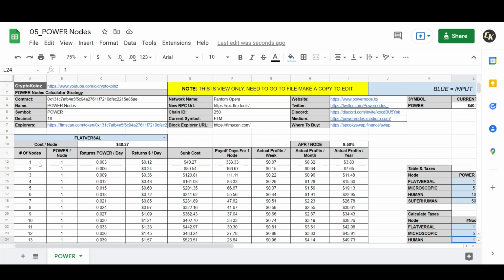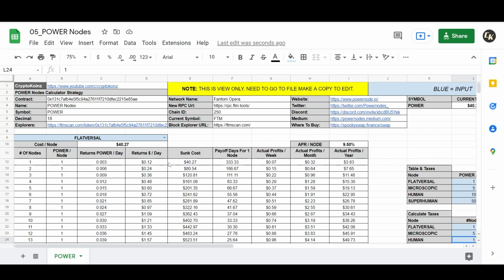As of now, in order to buy 1 node, you need 1 power for flat versal. This is the minimum barrier to entry. This is the lowest node you can buy at the moment. It gives you 0.003 power per day. That's 12 cents per day.